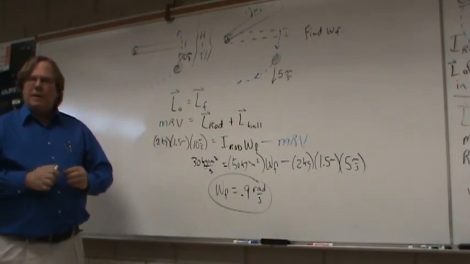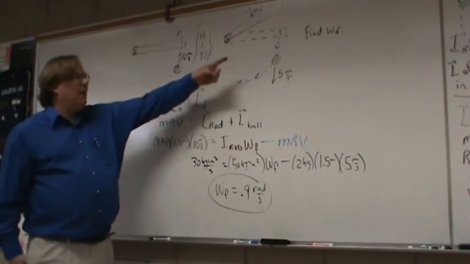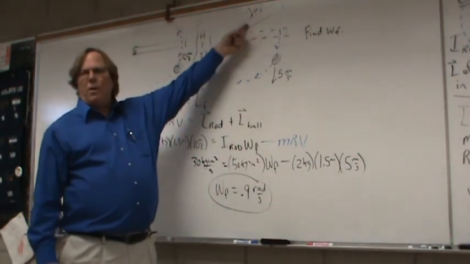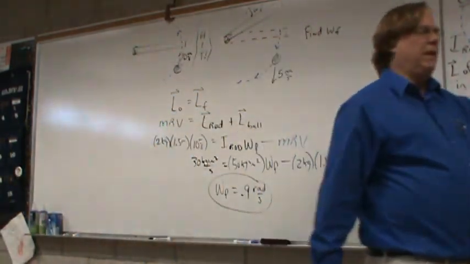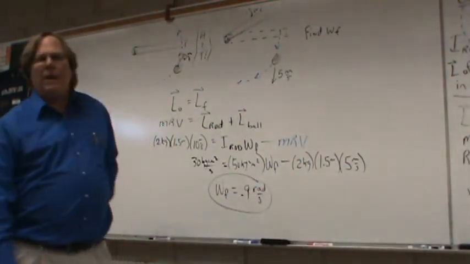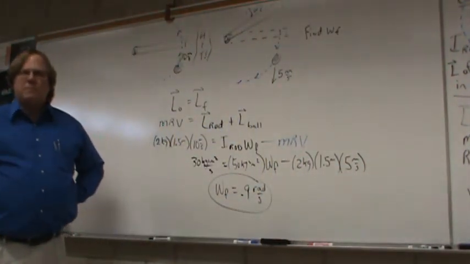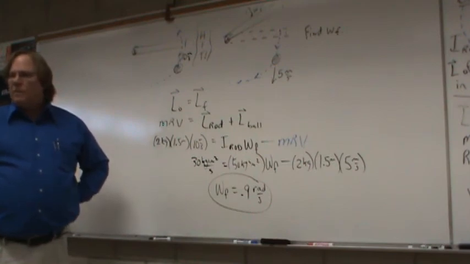Now, can I ask you guys one question? You'll notice the angular velocity of the rod after the collision here is significantly higher than here. Here the rod is going slow. Here the rod is going a lot faster. Why is that? Yes, Fatima? When the ball is sticking to the rod, then it makes the moment of inertia greater.